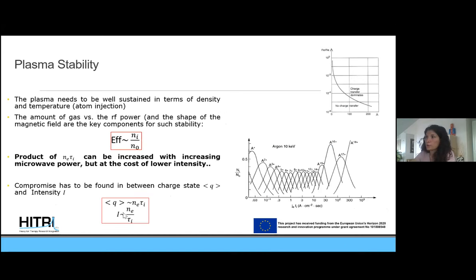And of course, your plasma needs to be stable because you will want to have a certain efficiency, as I mentioned, but it will always be a compromise because the mean charge state will always be equal to the electron density times the confinement time. But the intensity that you will get out is proportional to the electron density in your plasma divided by the confinement time. So from here, you can see why you have to make the compromise between charge state and intensity.